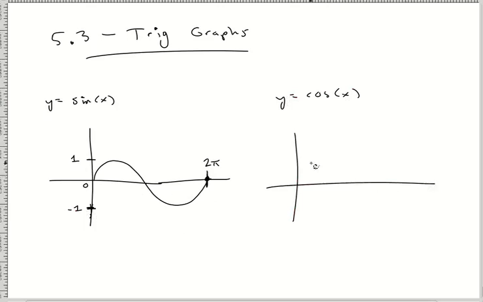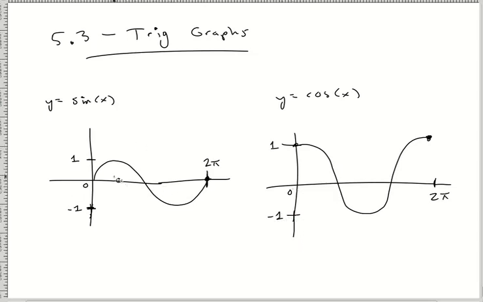Let's just talk about it. Cosine starts up high, then goes down low, goes back up. Again, this is at 2 pi. That's at 0, obviously. And yes, that's at 1 and at negative 1.